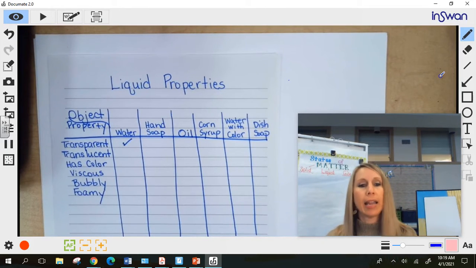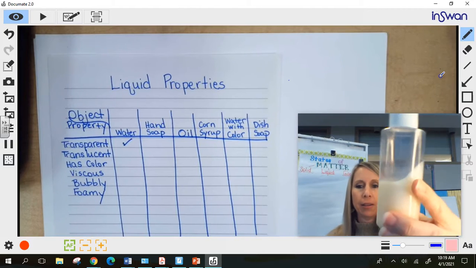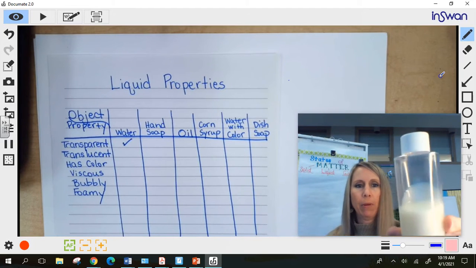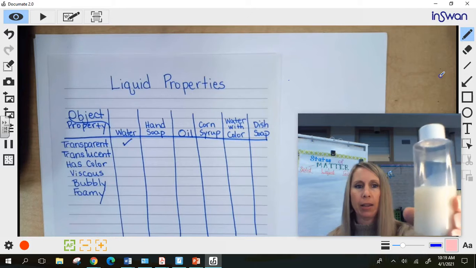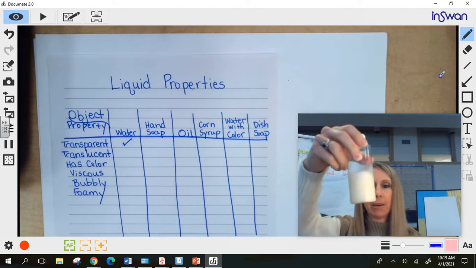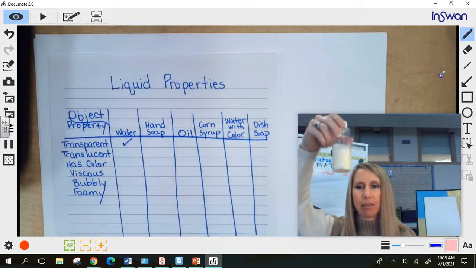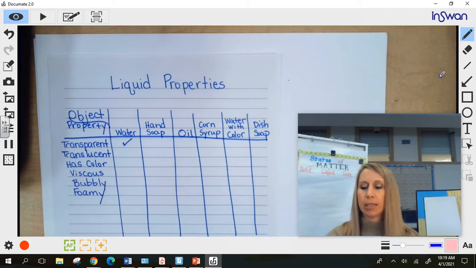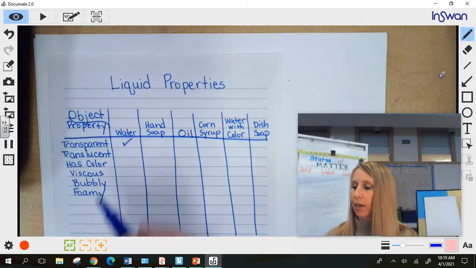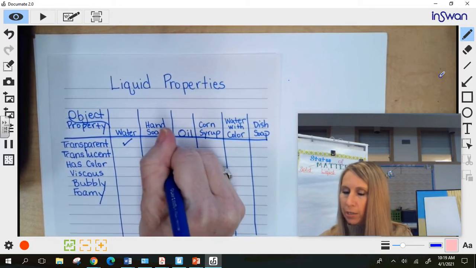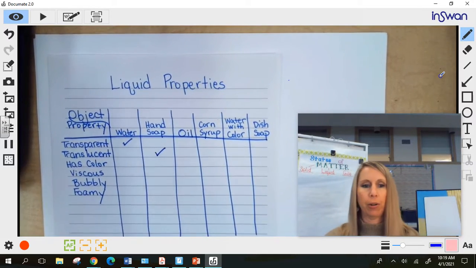Let's look at our hand soap next. Okay, so I already noticed something different about it. Let's see, can you see Miss Lambert through this bottle? Not at all. I can't see my poster through it. So this one is not transparent, it is translucent. So mark that one in your journal.